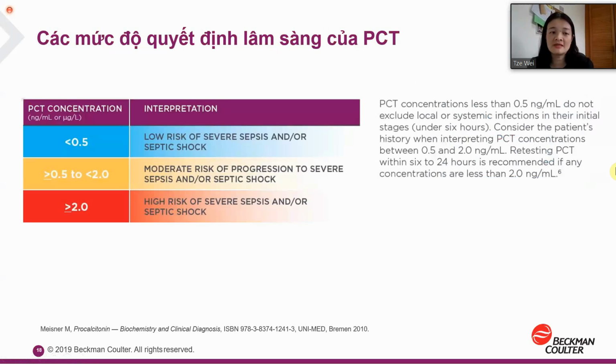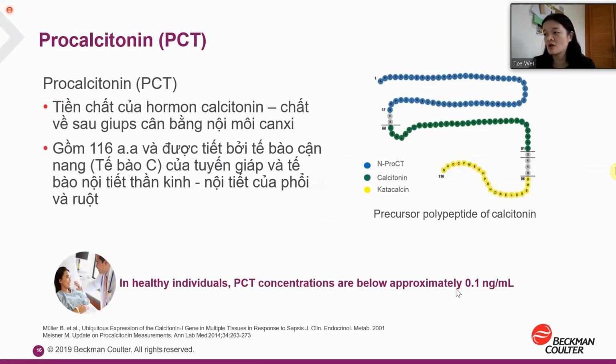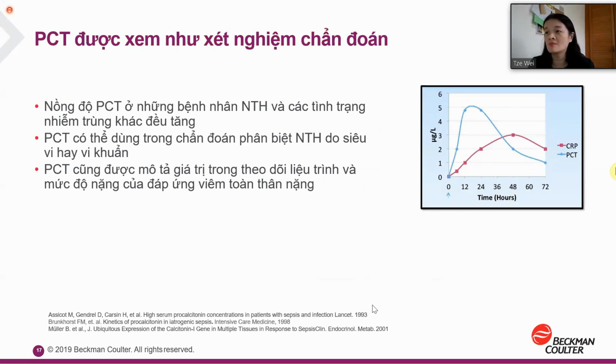So this is just some of the clinically established cutoffs that we know for PCT. Below 0.5 nanograms per mL, there is a low risk of severe sepsis or septic shock. And I think this was based on my earlier slide where we described that in healthy individuals, PCT concentrations are actually below 0.1 nanograms per mL.